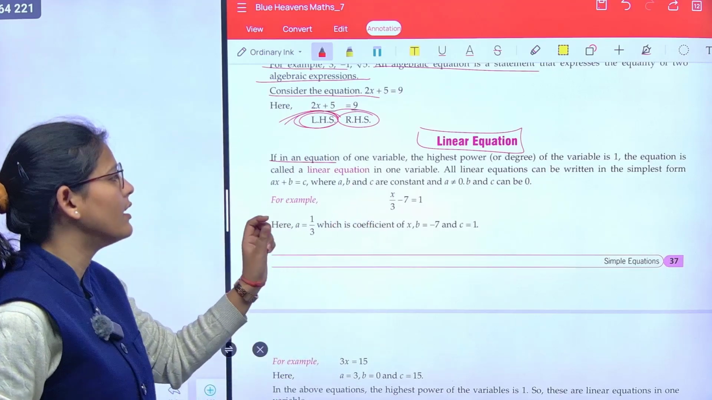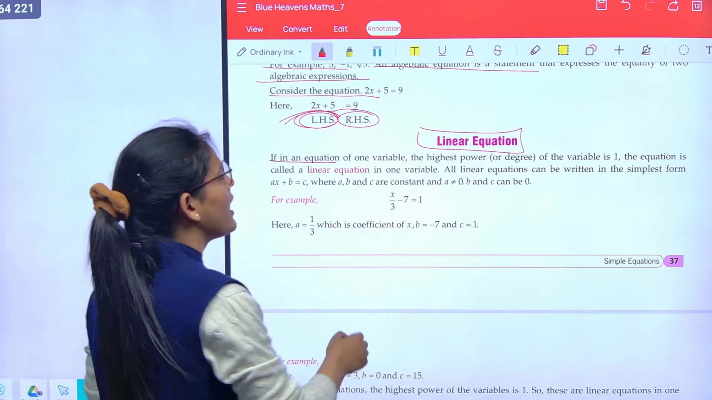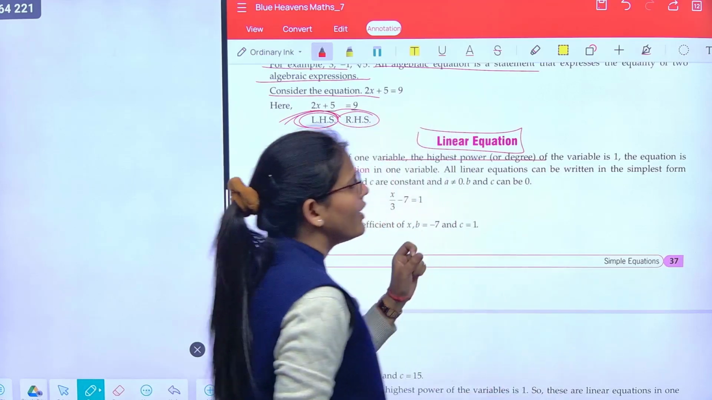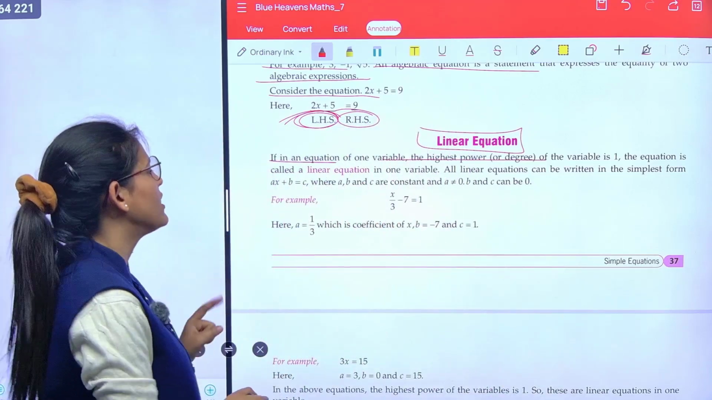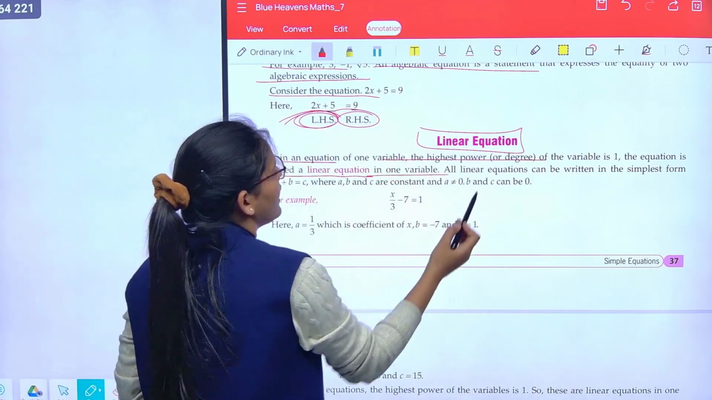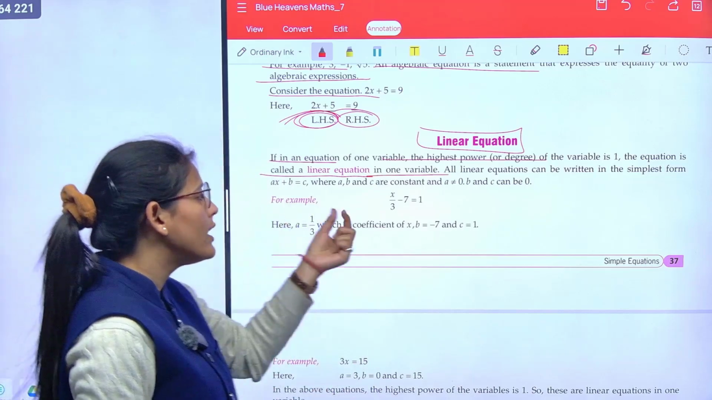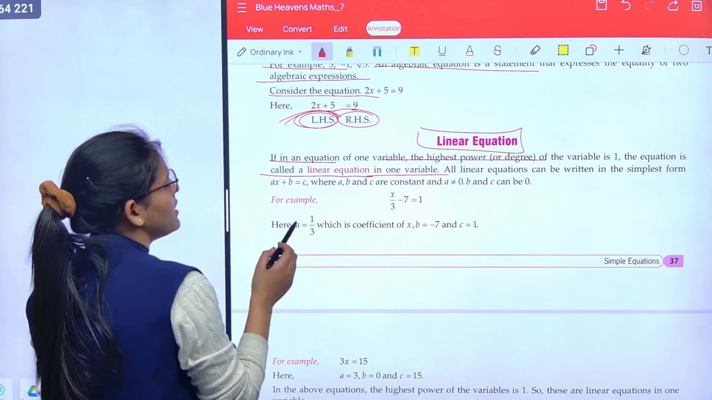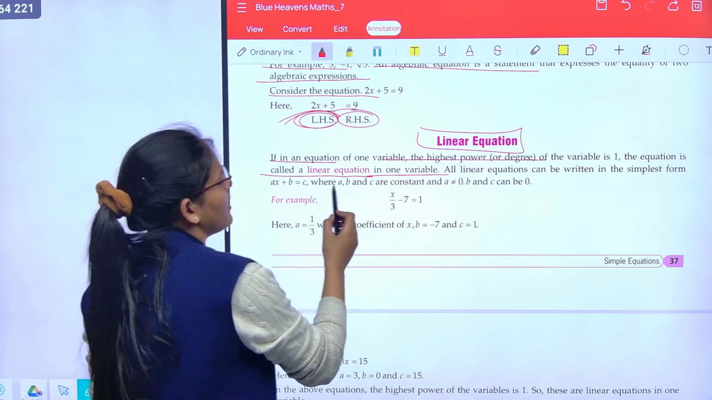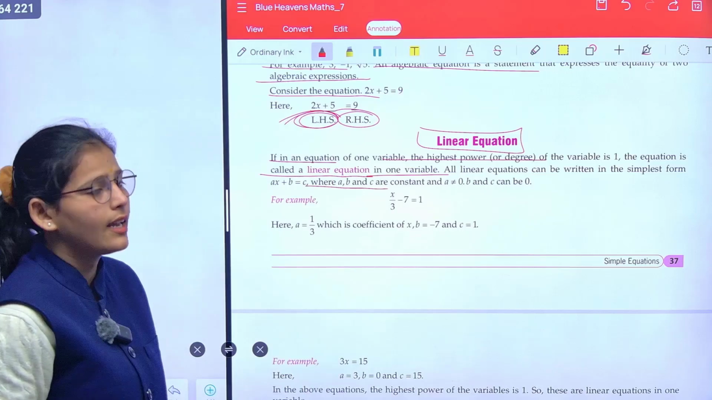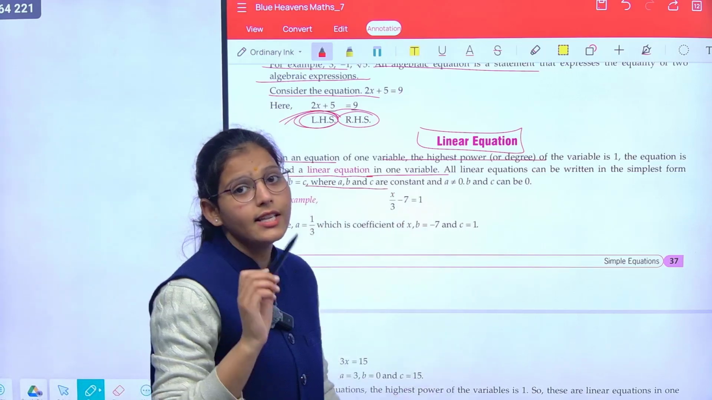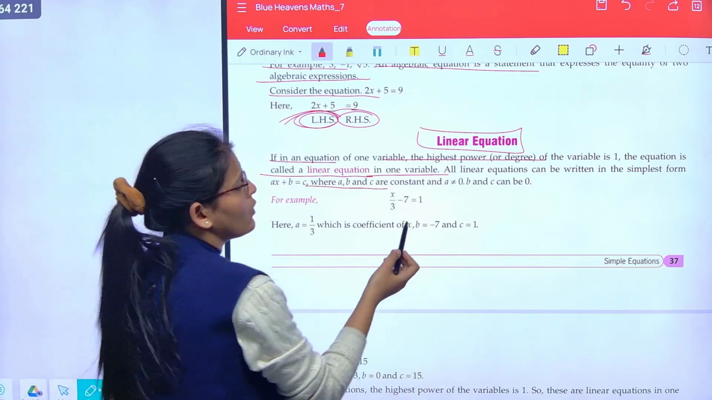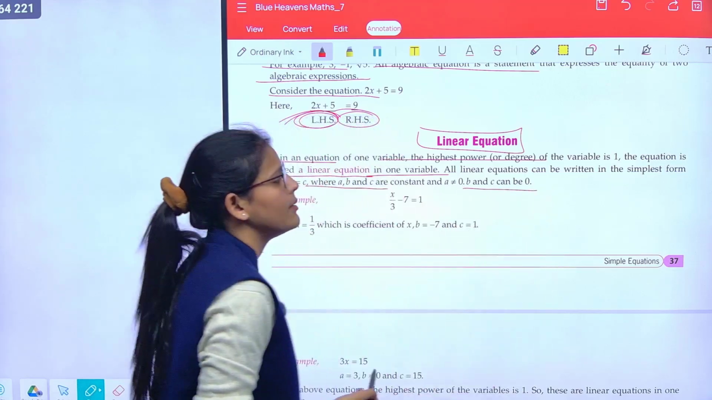In an equation of one variable, the highest power or degree of the variable is 1. The equation is called a linear equation. In one variable, all linear equations can be written in the simplest form: ax plus b is equal to c, where a, b and c are constants and a is not equal to 0, b and c can be 0.